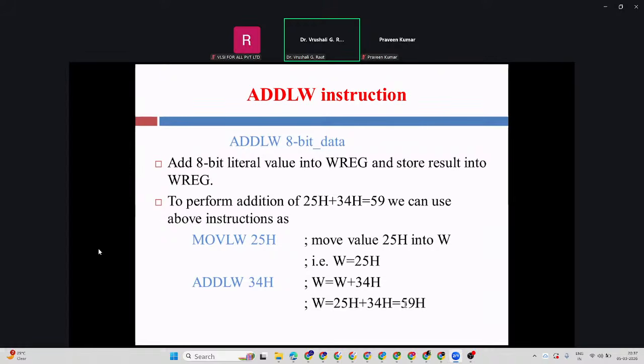Is it right? 5 means 0, 1, 0, 1, and 9 means 1, 0, 0, 1. Is it right? That is how the W will be filled. So these two operations will be executing in this way.